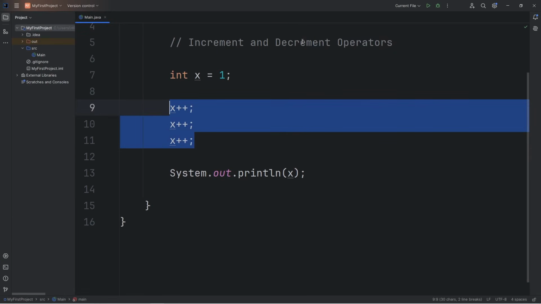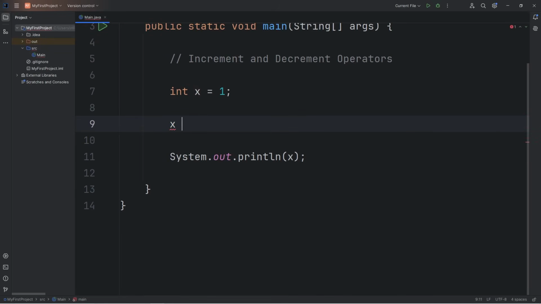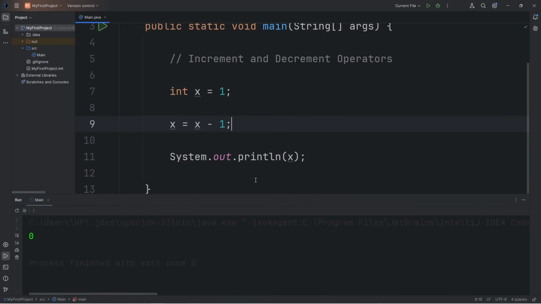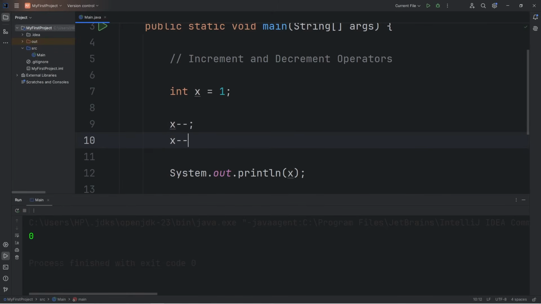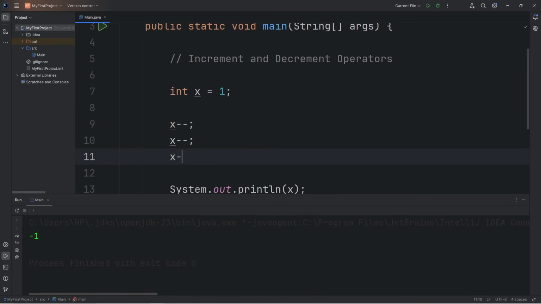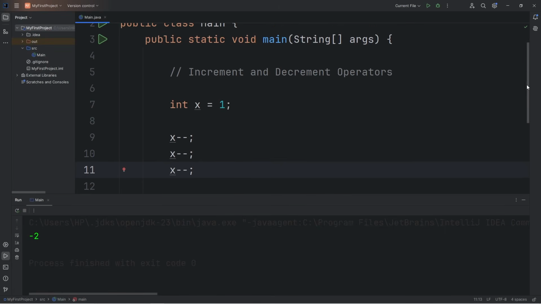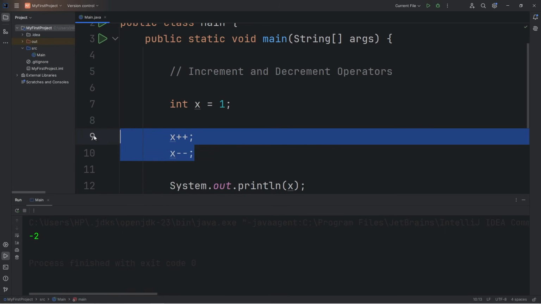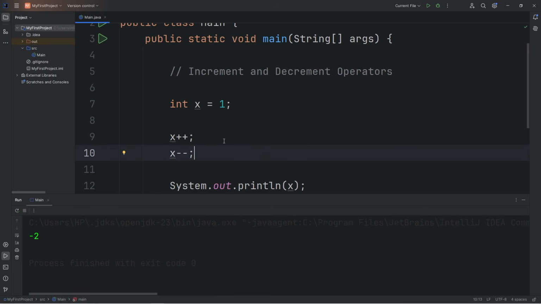Now there's also the decrement operator. X equals X minus 1. Of course, that's going to be 0 this time. So to decrement, you can use X minus minus. So now X is 0. Let's do it again. X minus minus. Now X is negative 1. X minus minus. X is negative 2. So those are the increment and decrement operators. You'll see these again when we reach the topic on loops.